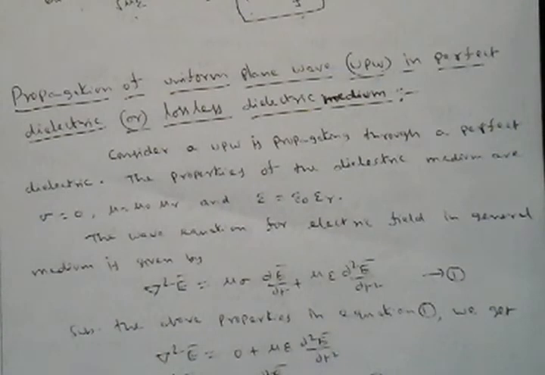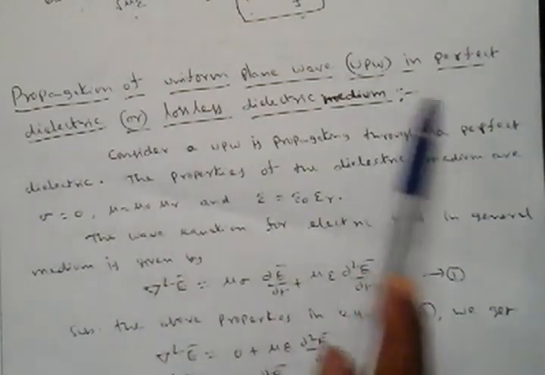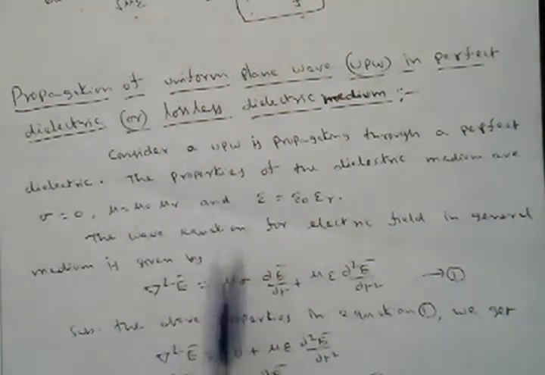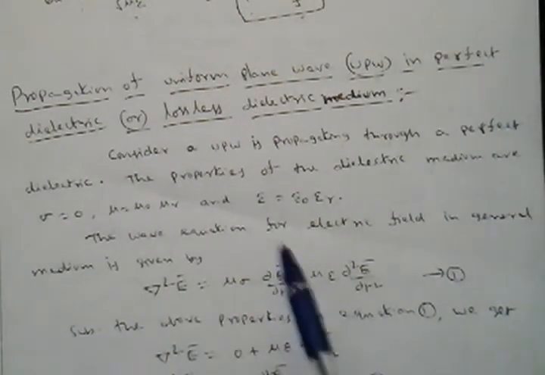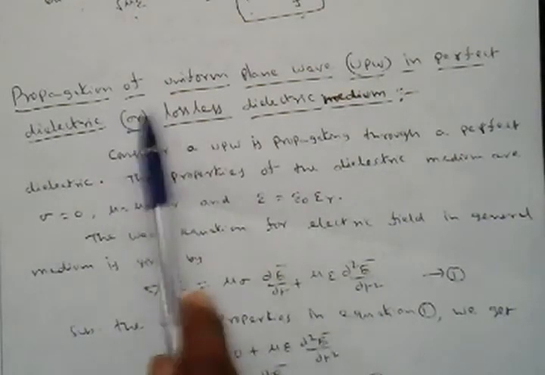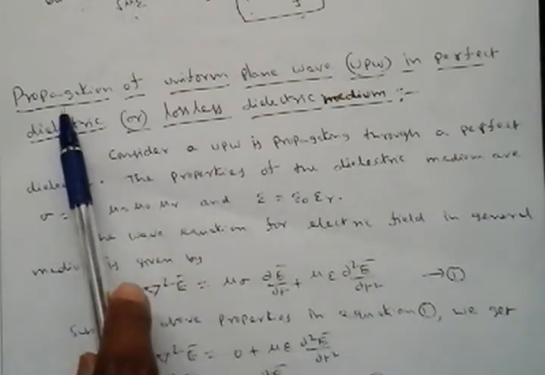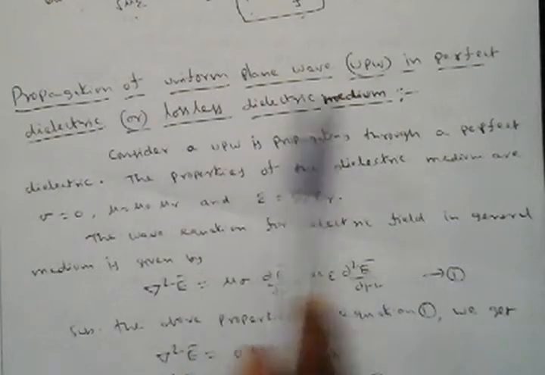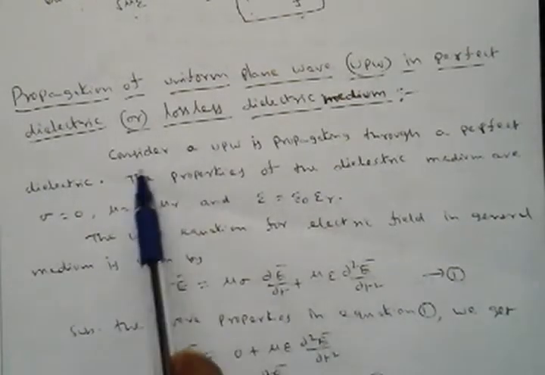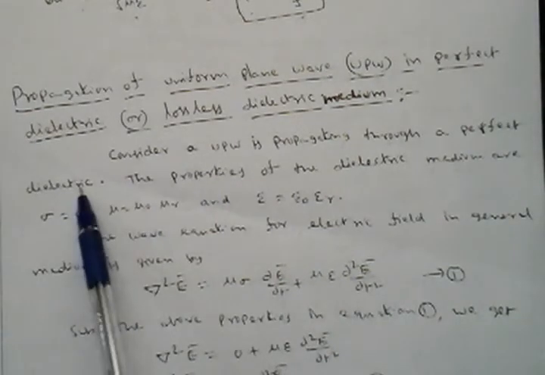Next, we'll see propagation of a uniform plane wave in a perfect dielectric or lossless dielectric. First, we discussed propagation of a uniform plane wave in free space. Now we are discussing propagation, that is, the traveling of a uniform plane wave in a perfect dielectric or lossless dielectric medium. So, consider a uniform plane wave propagating through a perfect dielectric medium.